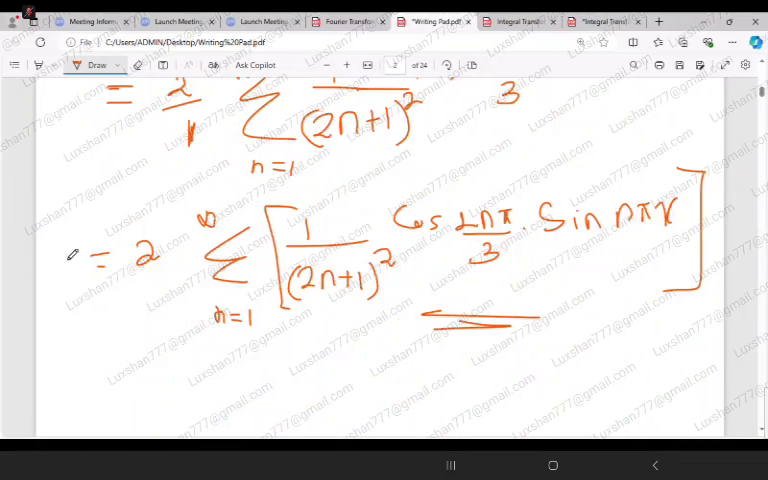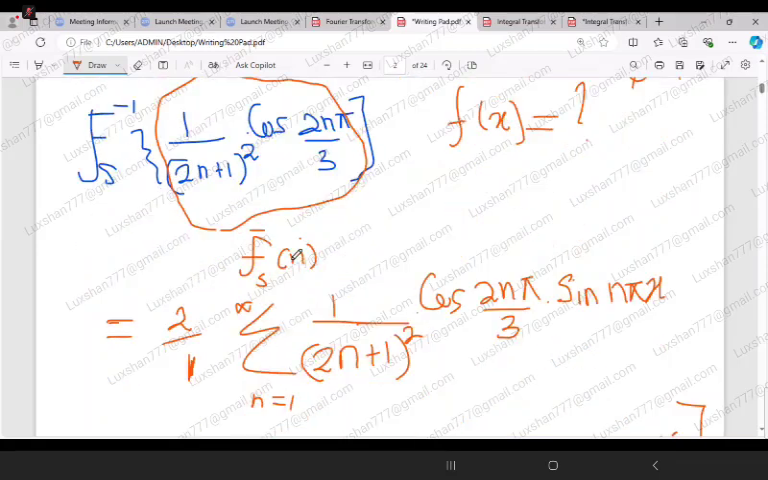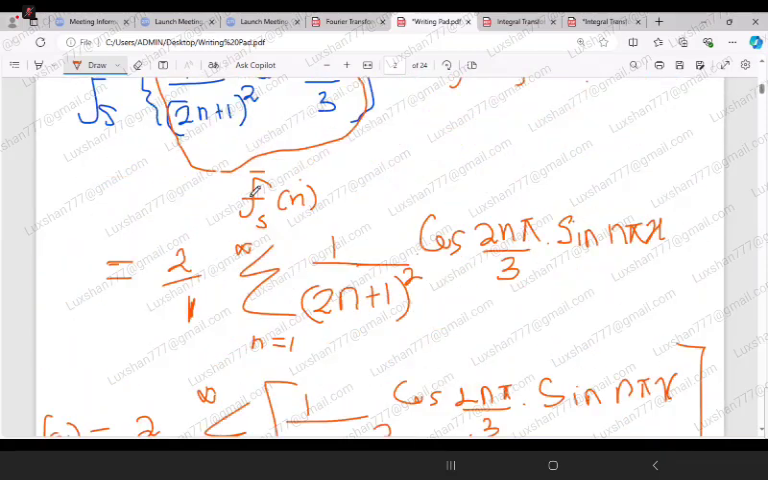So this is our function f(x). This is the inverse of this inverse finite Fourier sine transform. Okay, the function f bar is n.